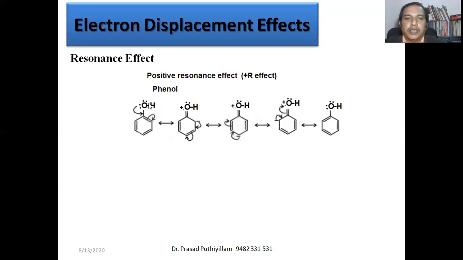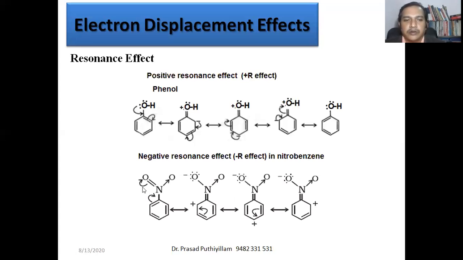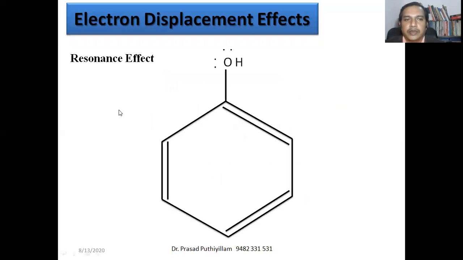Here the OH group, the hydroxyl group, has a plus R effect because it is giving electrons to the molecule. Another structure which shows the negative R effect is nitrobenzene. Phenol is an example for plus R effect, and nitrobenzene is an example for minus R effect. So we see in detail how the plus R effect of the hydroxyl group comes.